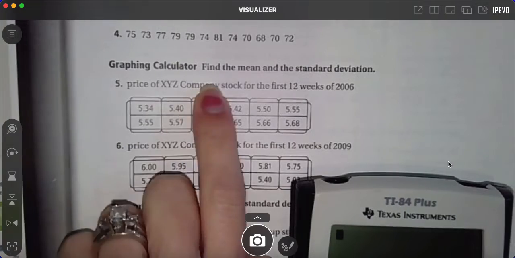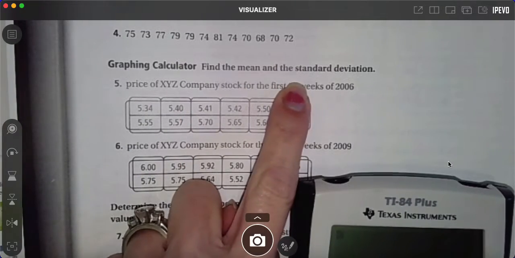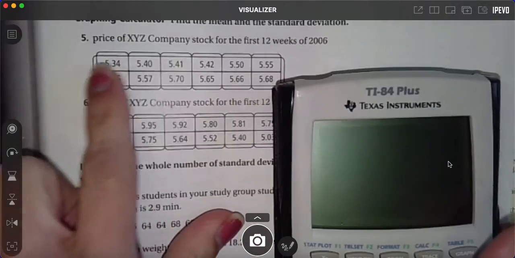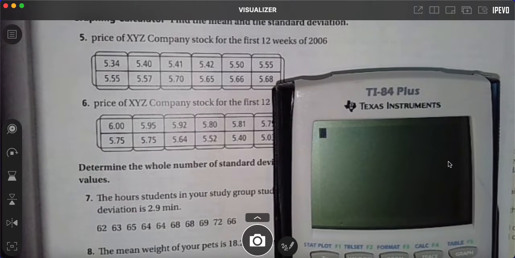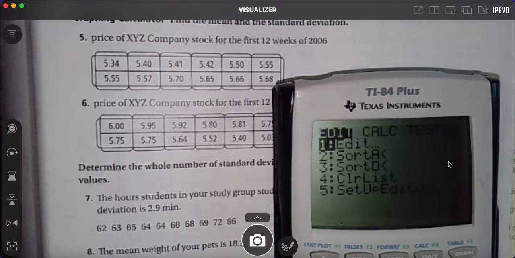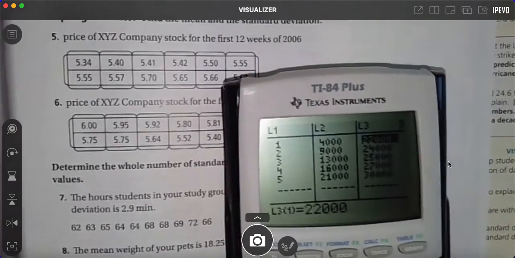So notice they said they want our mean and standard deviation. This is all my data. There's 12 numbers. Since we're doing statistics, guess what button we press? Stat, for statistics. And I'm going to go in and go to edit.